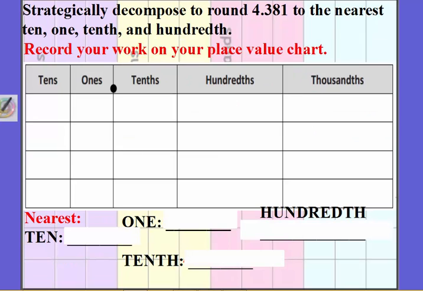Okay, let's look at our next one. Strategically decompose 4 and 381 thousandths to the nearest 10, 1, 10th, and 100th. Record your work on the place value chart. So what I do is I write this number in its regular unit form and just record it up here. Then for each one I'm going to look at my leftmost place value and decompose it, trading it for tens. So that will be 43 now.